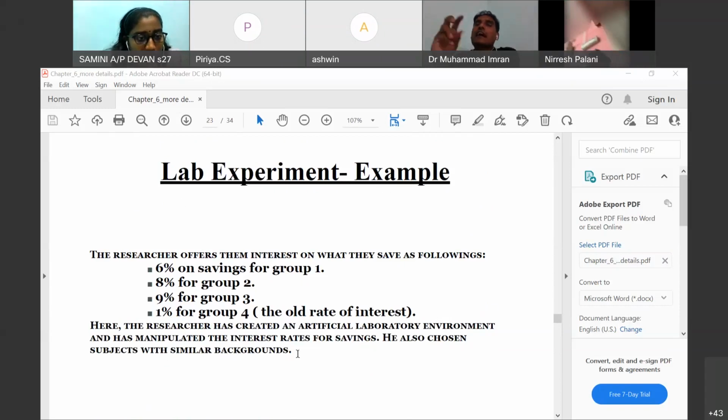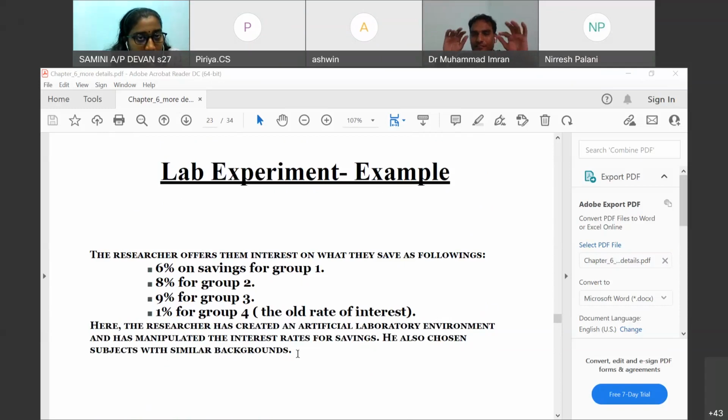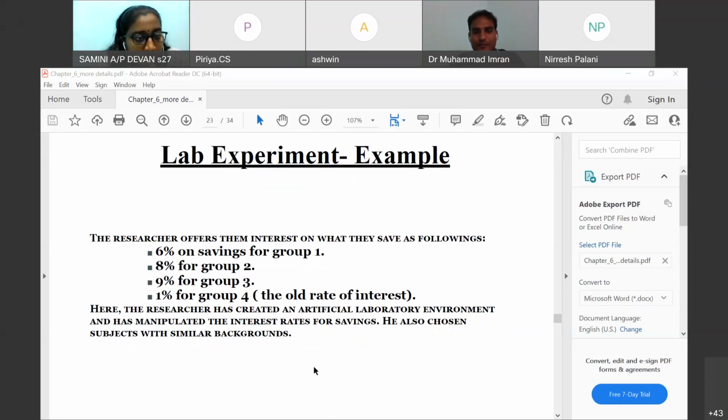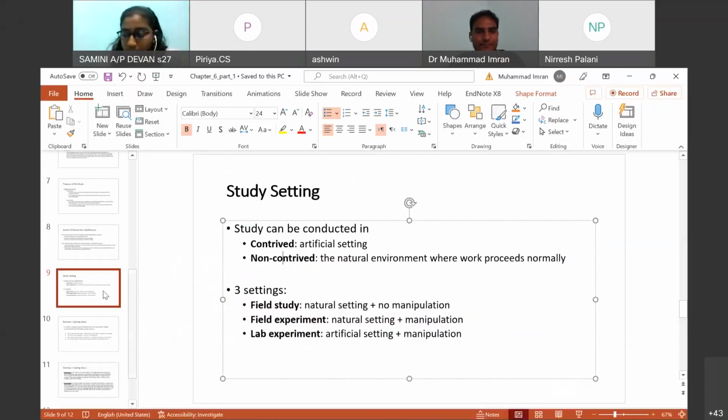This one also belongs to chemistry and pure science. They are doing chemical testing, and testing in the lab is also an example of the lab experiment. Got it or not? See here. We already covered field experiment. Here, natural setting, no manipulation. But here, natural setting, some manipulation. But here, artificial setting and 100% manipulation. Okay, these are the short keys.